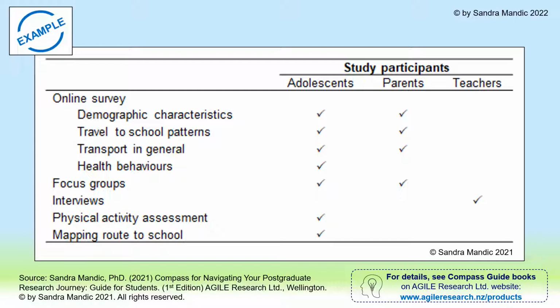An example presented on this slide uses a table format to show an overview of different groups of study participants and data collection procedures used in a particular research project. From this table, a reader can easily see which research data were collected in which participants.